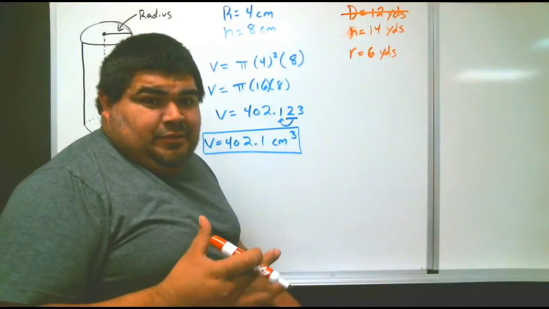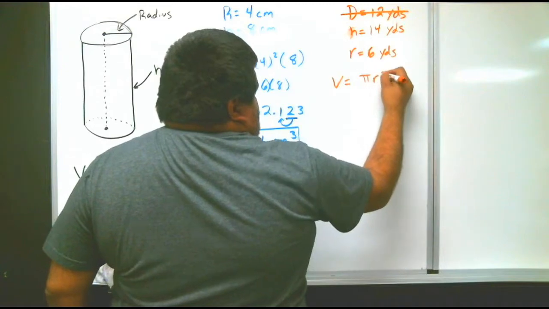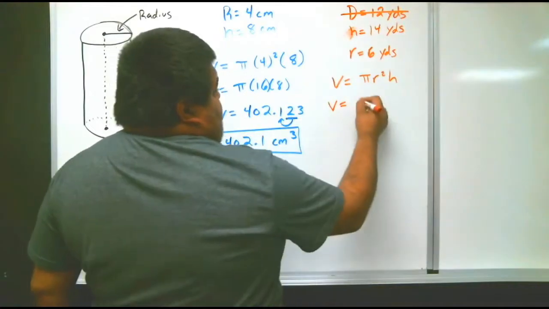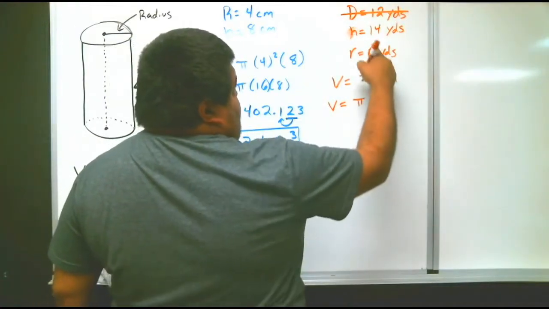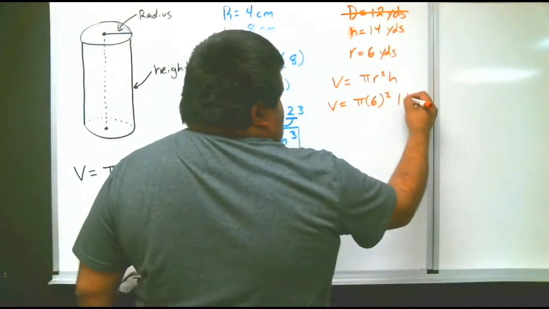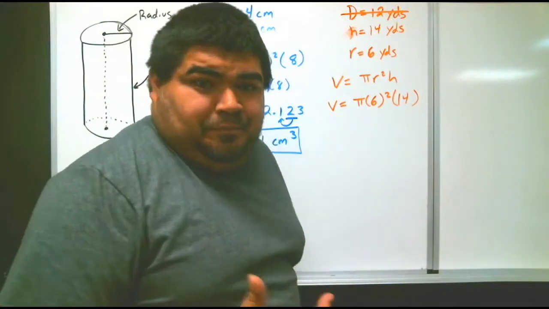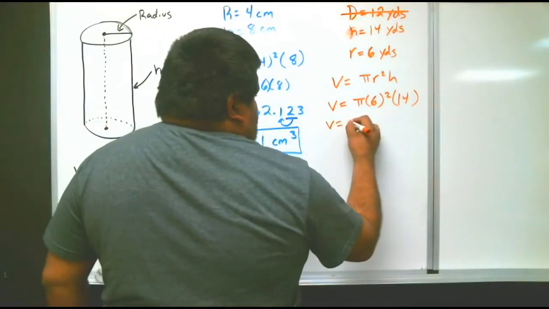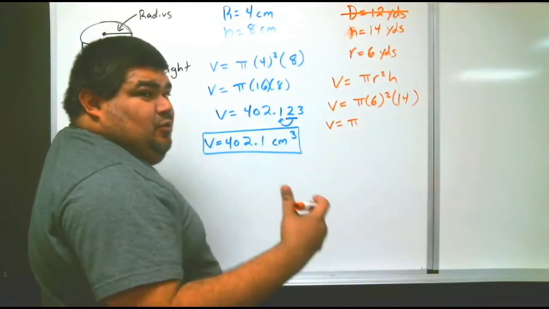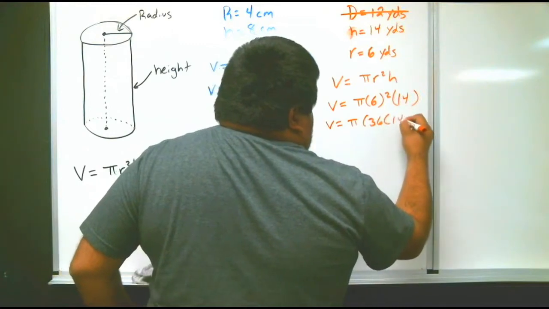Now that we have both, again, we can write our equation. V equals pi r squared times height. So we say the volume is pi r squared, which, remember, r is 6, 6 squared times height, which is 14. Always get rid of the square first. So we have V equals pi times 6 times 6. That's what the square is saying. You're doing 6 times 6, which is 36, times 14.